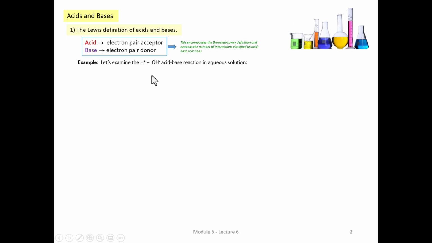Let's examine the reaction between H+ ion and OH- ion in aqueous solution. Now we know that this is an acid-base reaction under the Bronsted-Lowry definition, but let's look at it with a different pair of eyes. So here's the hydrogen ion, here's the Lewis structure of the hydroxide ion, and we know that this forms water. Under the Lewis definition, H+ ion is considered an acid because it's an electron pair acceptor.